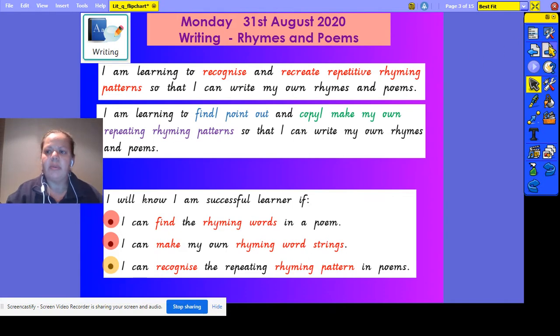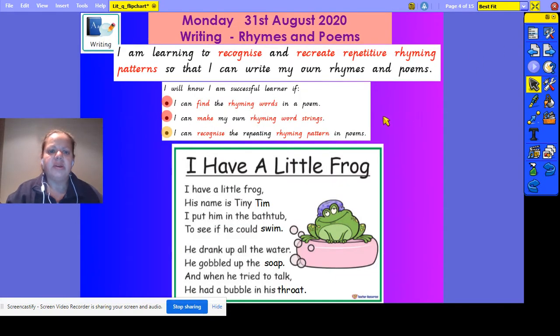Right, let's have a look at our poem. Here we go. So what we want to do in this poem, we want to find the rhyming words first of all. I have a little frog. His name is Tiny Tim. I put him in the bathtub to see if he could swim. He drank up all the water, he gobbled up the soap, and when he tried to talk, he had a bubble in his throat.